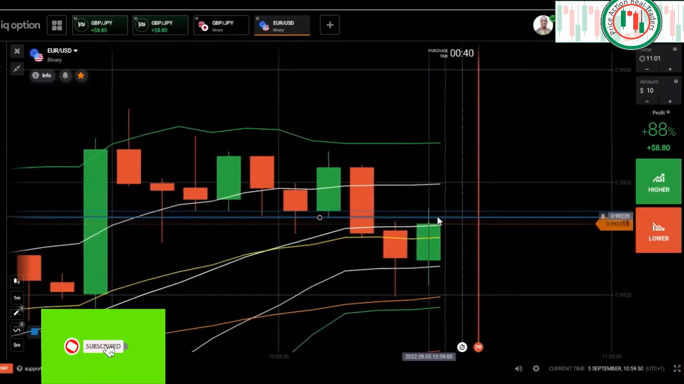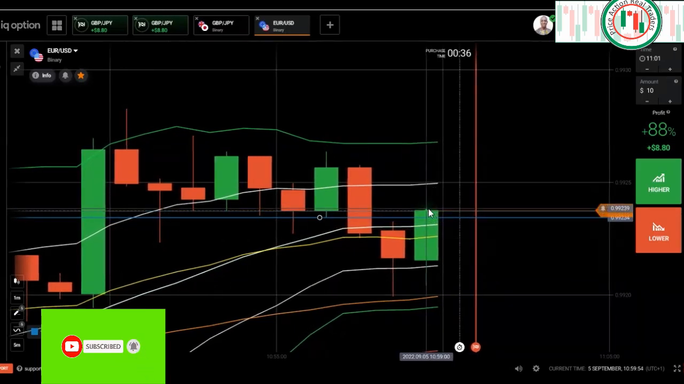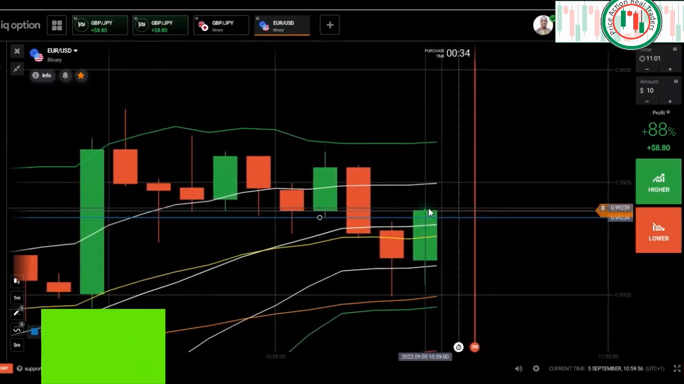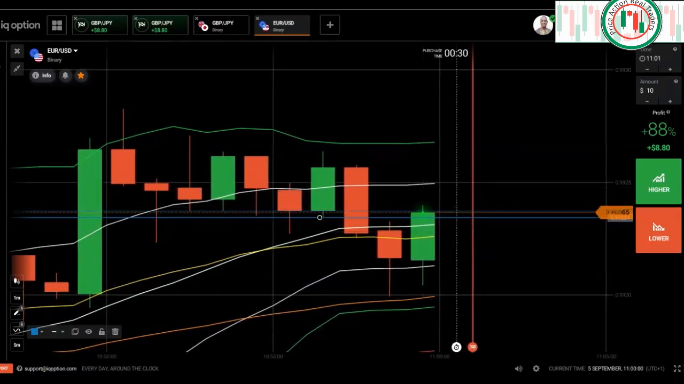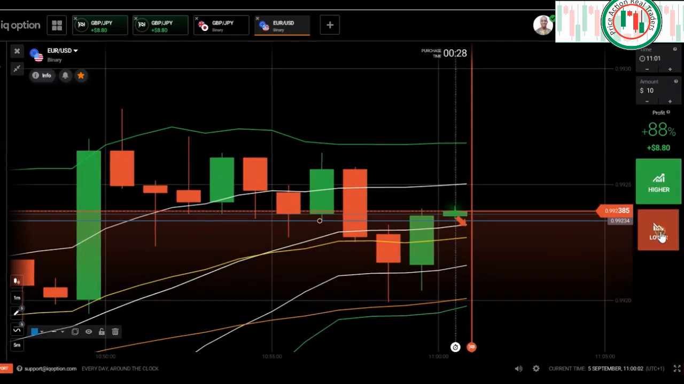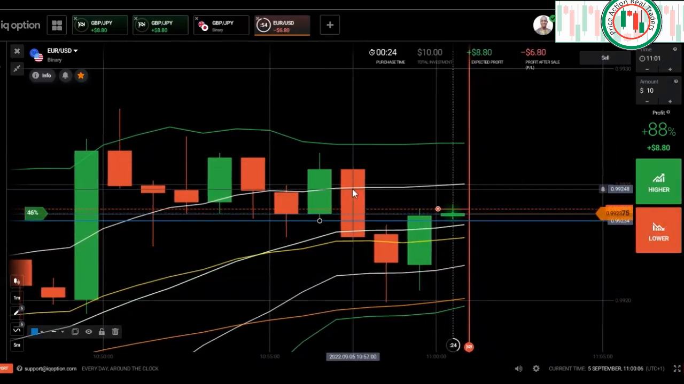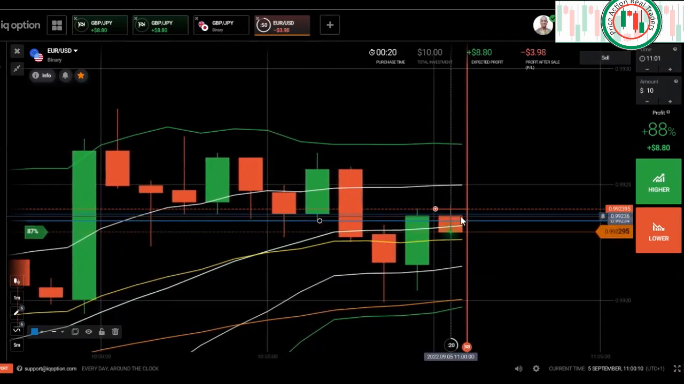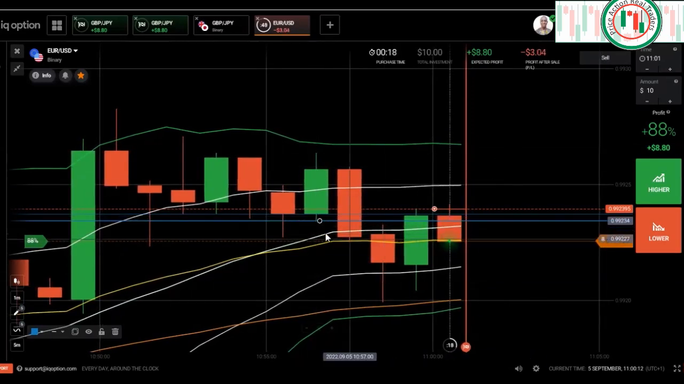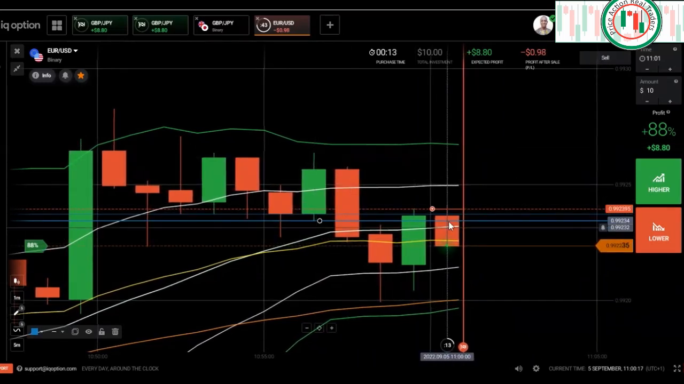You see rejection. You see rejection, then you can place your trade, put option here. Why? Because we are in a ranging market. Here definitely the market must reverse. Here you see, this is our zone. So you just place your trade, put option here.